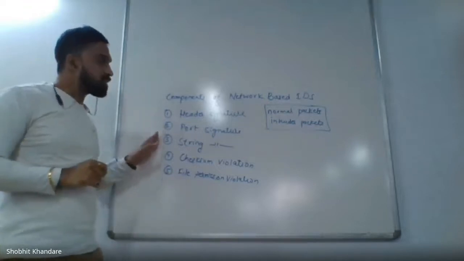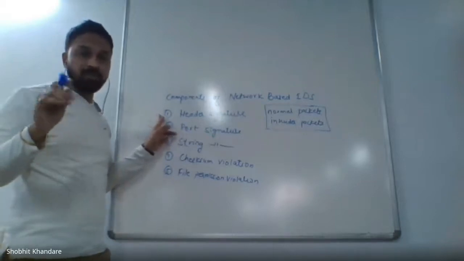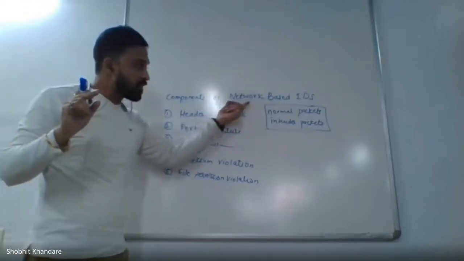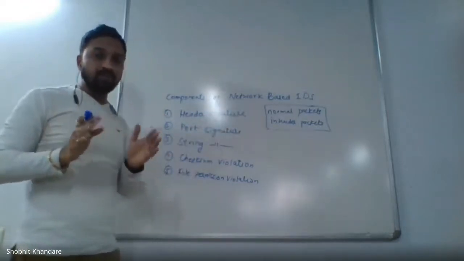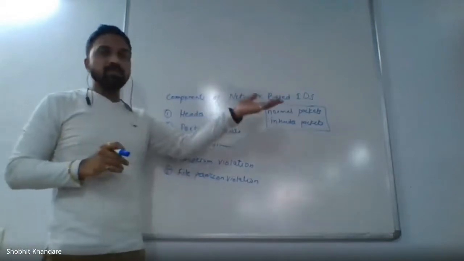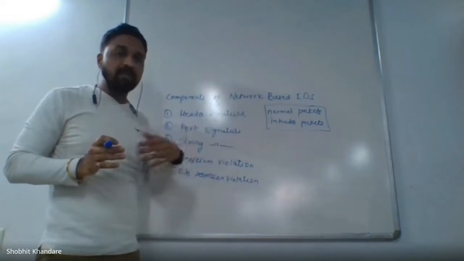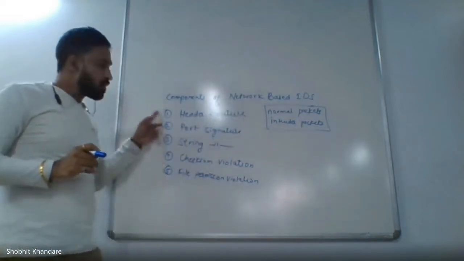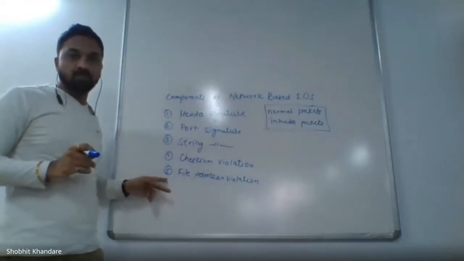So these are some of the components of network based IDS. Mostly we are dealing with the IDS system, that is intrusion detection system, and we are more concerned with the network based because the files are getting transferred from one network to the other network. That is why it is called internetworks. In that case, we should take these 5 components into consideration.